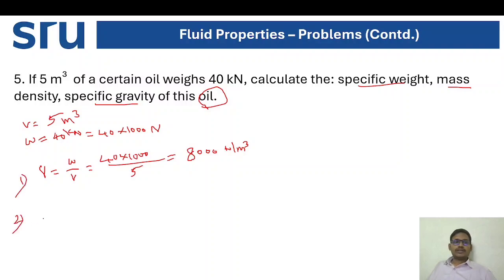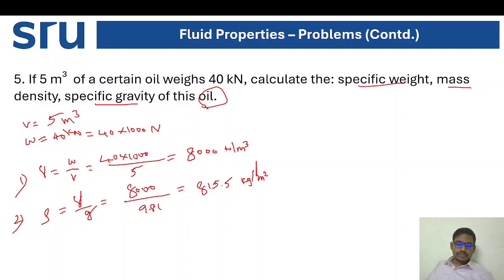And the second one, mass density. Mass density equal to gamma by G. So gamma, we already got the value as 8000, and G we should obviously know, that is 9.81. After calculating 8000 by 9.81, it is 815.5 kg per meter cube.